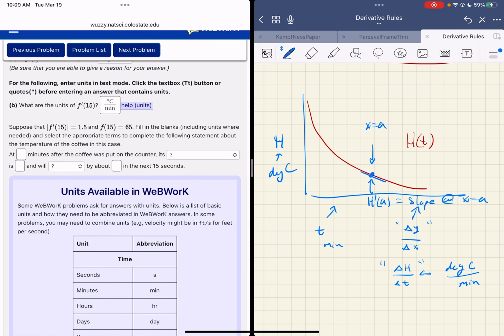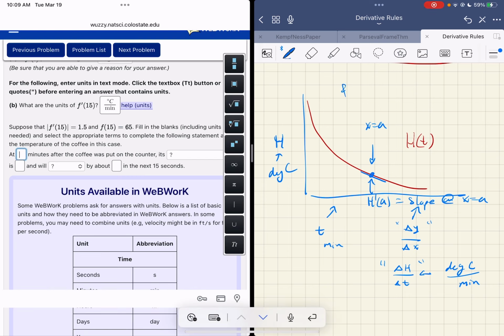Okay, now suppose the absolute value of f prime of 15 is 1.5, and f of 15 is this, fill in the blanks, including where needed. Okay, great. So now they say f prime of 15 minutes. So at 15 minutes, the rate of change is 1.5 in absolute value, but we know that the derivative is negative because the temperature is decreasing as this cup is sitting on the counter. So they're just trying to make this ever so slightly harder. The whole idea is that f prime at 15 is negative 1.5, okay?